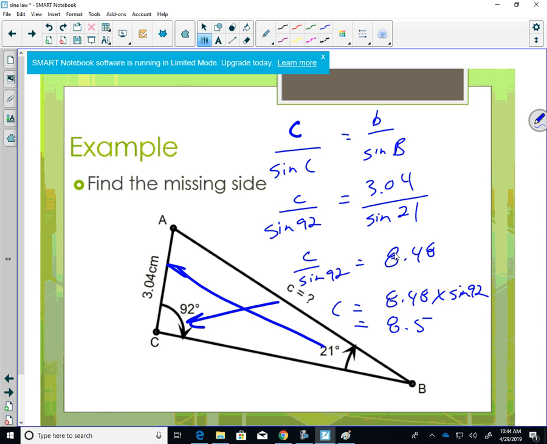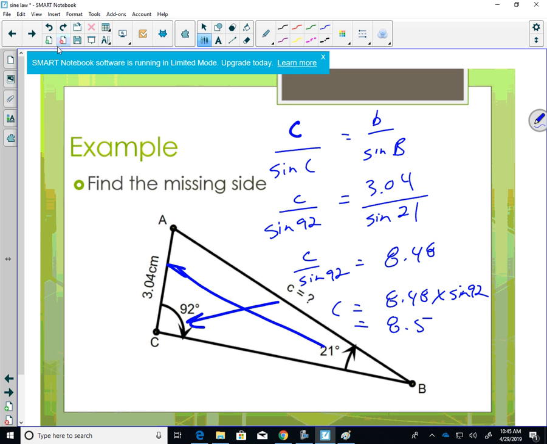Now, does that answer seem reasonable? If this one is 3.04, is this one here going to be like 8.5? Well, it's definitely longer, right? They would have to make sure that when they make that first division of 3.04 divided by sine 21, they don't round it there, because you're going to run into a double rounding situation, and it'll be marked wrong. That's why I was giving you that note. I just happen to know that people that are marking, they only want it rounded once.